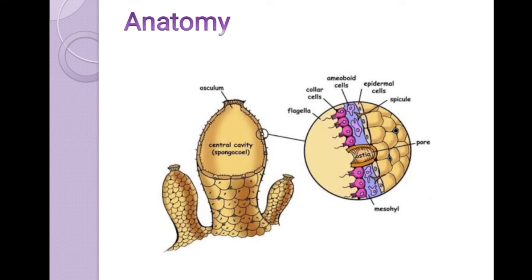Now, let's know about the anatomy of the sponges. So, these collar cells are known as the choanocytes. The amoeboid cells are known as the amoebocytes. So, these are the irregular cells which help in digestion, defense, and transfer of food. The mesohyle is known as the mesoglea, where we find the endoskeleton.